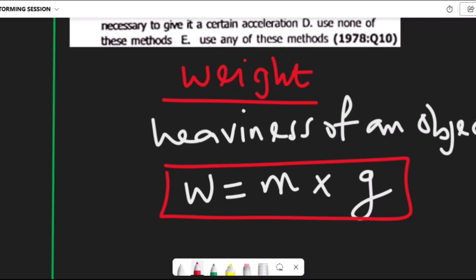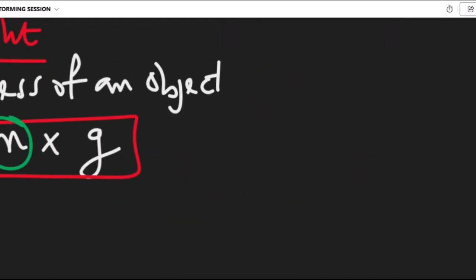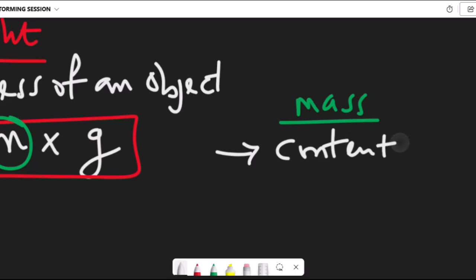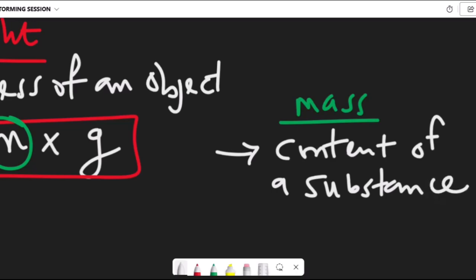Are you seeing that? Now, please have this in mind that mass is not the same thing as weight. Many people confuse that. Now, what is mass? Mass is just the content of a substance. Mass is the content of a substance. But weight is the heaviness of a substance.